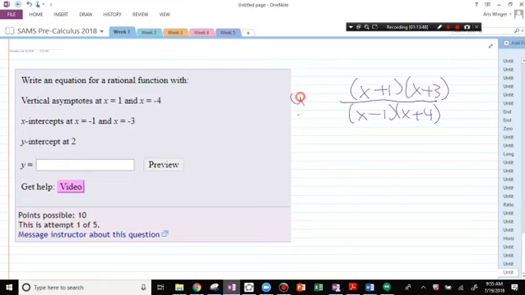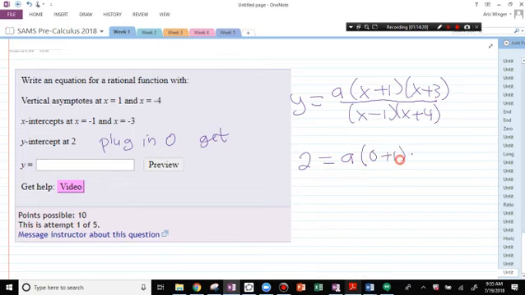This is almost a function, right? But I need one more little number here, a, that I'm going to put in to make sure that when I plug in 0, I get 2. I need to find out what a is, so that when y becomes 2 and x becomes 0, everything works out. So now I need 2 equals the a I don't know yet, times 0 plus 1, 0 plus 3, all over 0 minus 1, 0 plus 4.